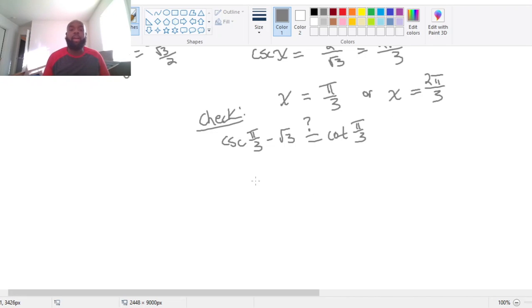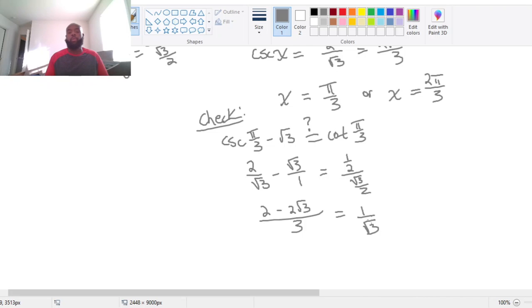This is going to be important. So the cosecant of pi over 3, again, that was 2 over the square root of 3 minus the square root of 3 over 1. And then the cotangent of pi over 3, that's the x over the y. So that's 1/2 divided by square root of 3 over 2. And then the rest is just simplifying. If I do that, it'll be 2 minus 2 square root of 3 over 3. We want to see if that equals 1 over the square root of 3.